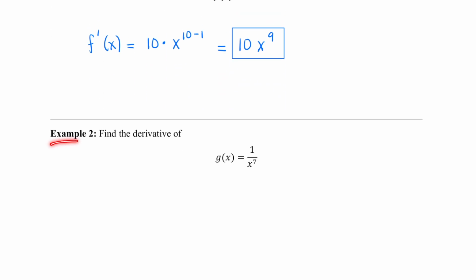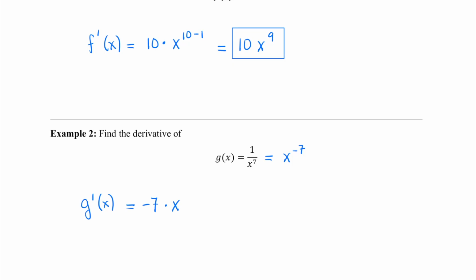Now, let's try the second example. We want to find the derivative of g of x equals 1 over x to the 7th. Before applying the power rule, we need to rewrite this function. 1 over x to the 7th is x to the negative 7. Now we apply the power rule to this function. The exponent is negative 7. Step 1, bring the exponent to the front as the coefficient. That gives us negative 7.